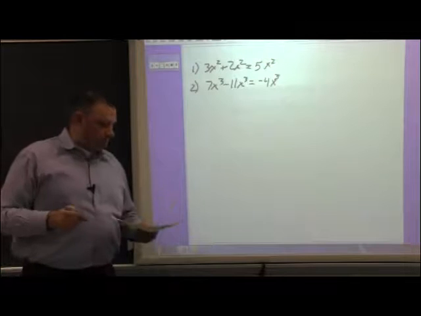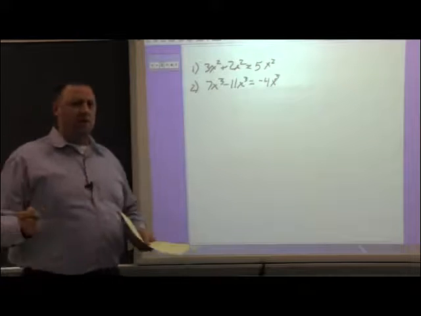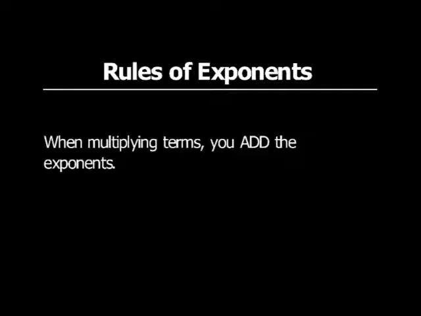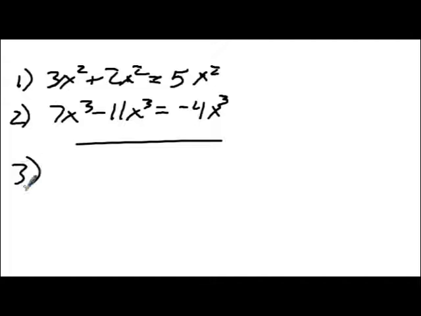Now let's talk about multiplication. Rules are a little different. And here's what you need to remember: when you multiply, you add the exponents. Example. If you have x squared times x cubed. Here's a situation where you add the exponents. When you multiply, you add the exponents. So you're going to get x to the 2 plus 3, or x to the 5th.